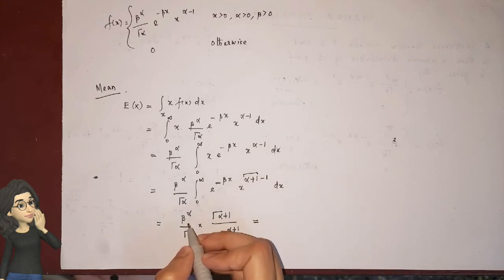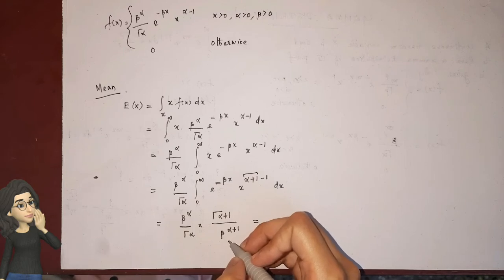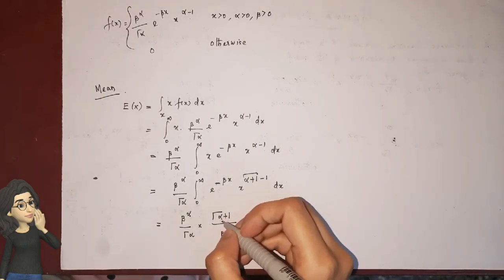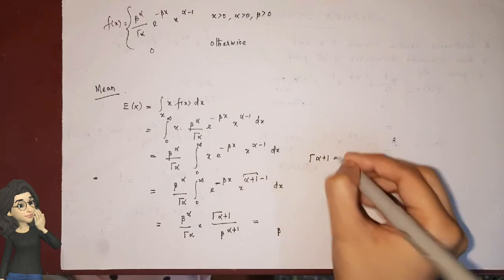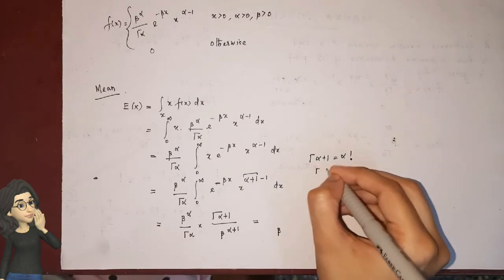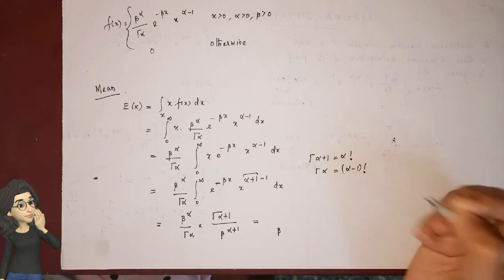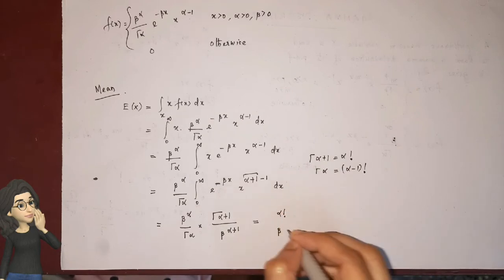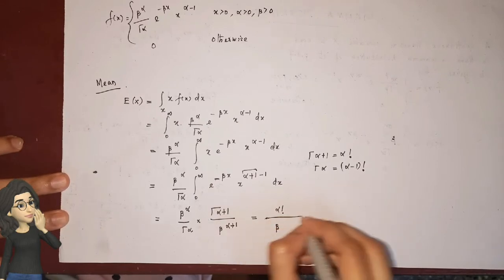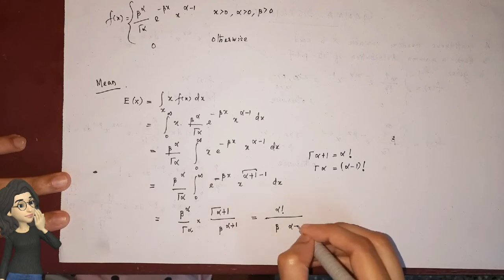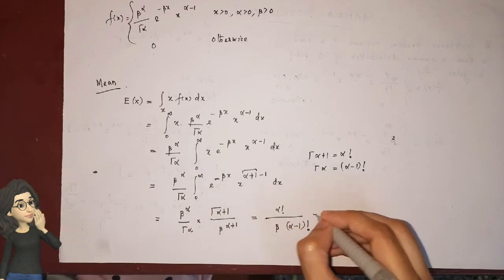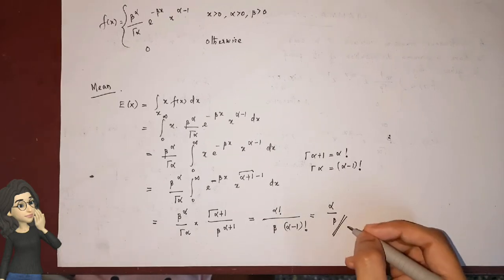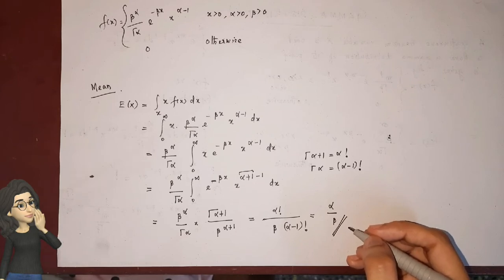So we can write it as gamma alpha plus 1 divided by beta raised to alpha plus 1, which is equal to, here we have a beta raised to alpha in the numerator, and in the denominator we have beta raised to alpha plus 1. So in the denominator there is a beta that is left, and we know gamma alpha plus 1 is equal to alpha factorial, and gamma alpha is equal to alpha minus 1 factorial. So I can write gamma alpha plus 1 as alpha factorial and the denominator as alpha minus 1 factorial. From here I will get alpha divided by beta. So this is the mean of the gamma distribution where the parameters are alpha and beta.